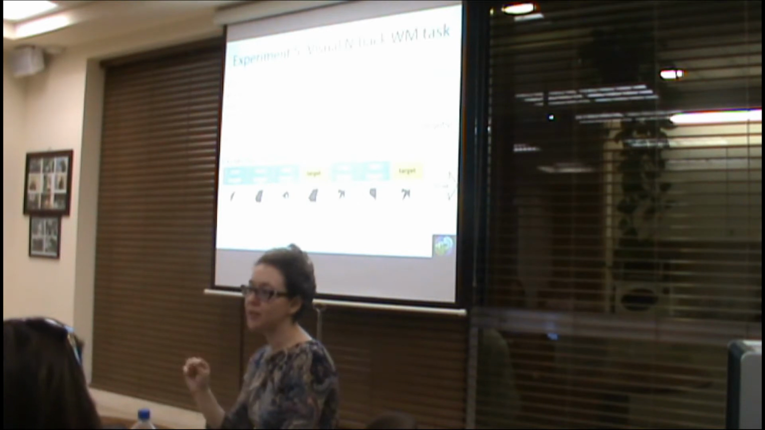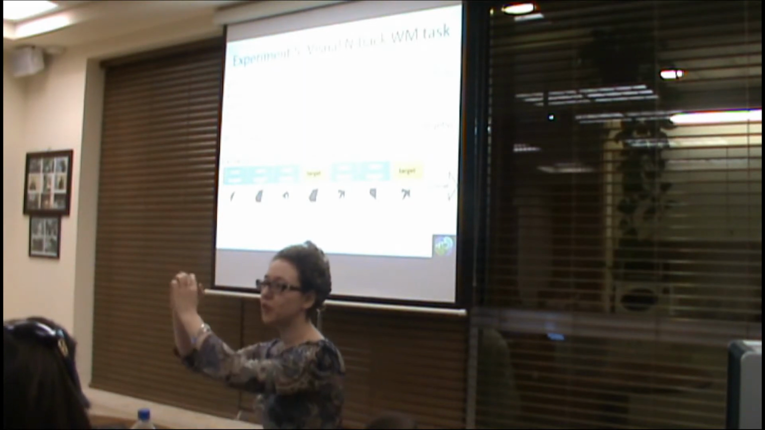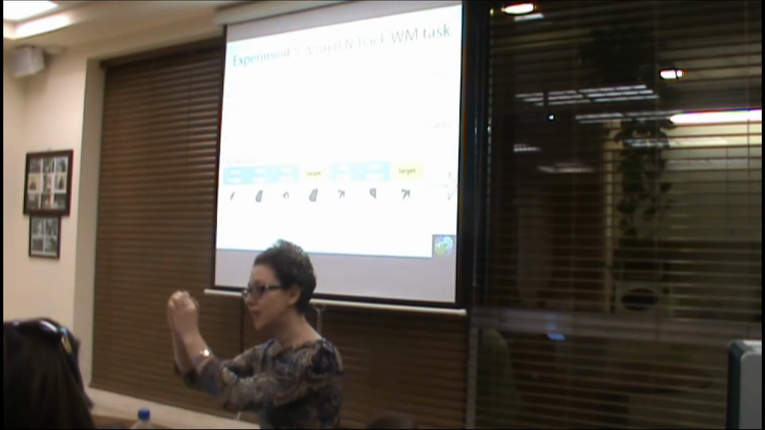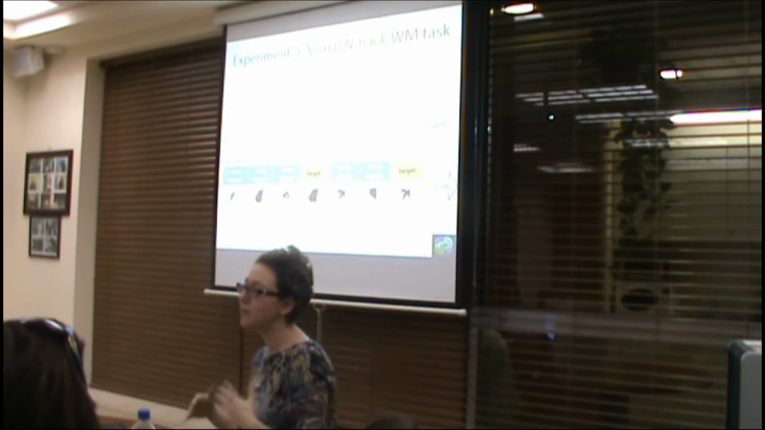And we had 3 conditions. In the zero-back condition, you're basically looking for a target shape. We show you a shape and say, every time you see this shape, press a key. Every time it's a different shape, press the other key. It's a very simple task.